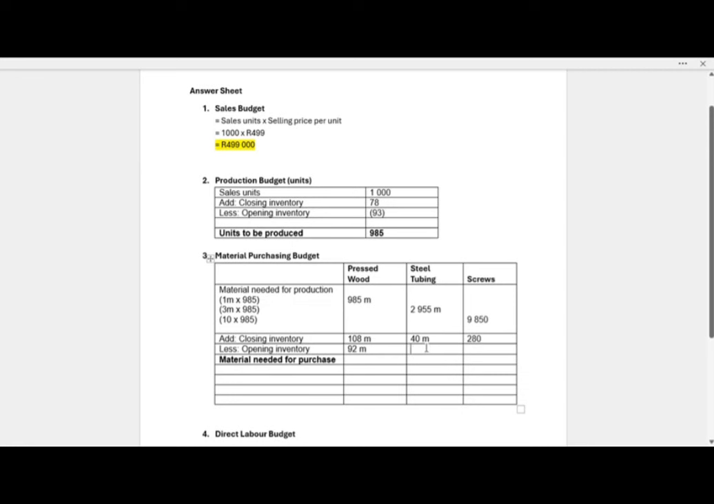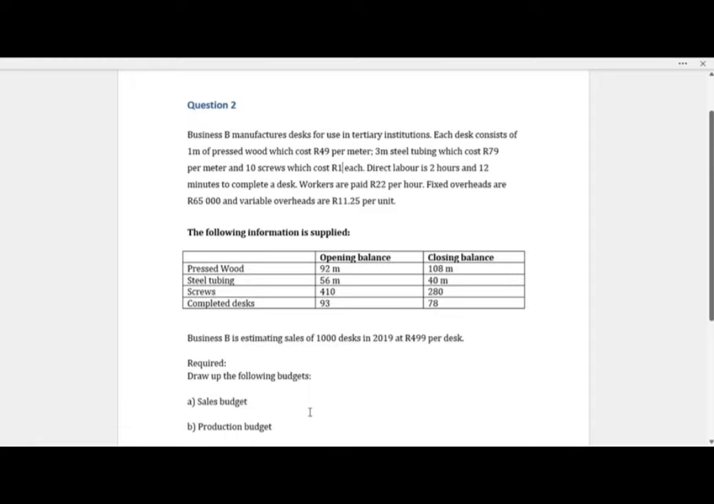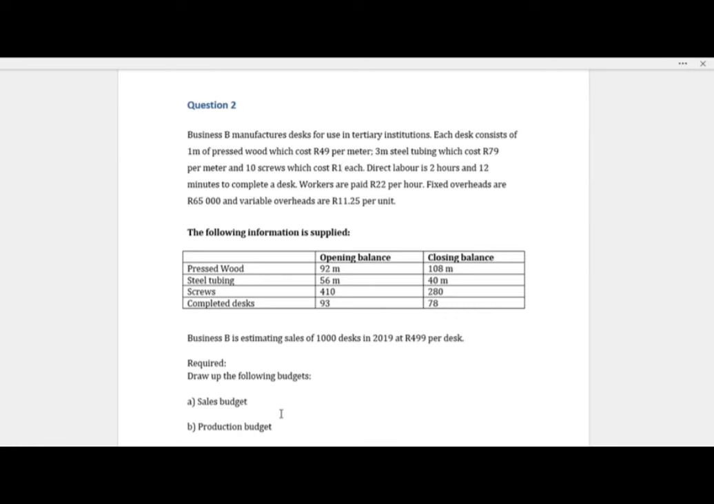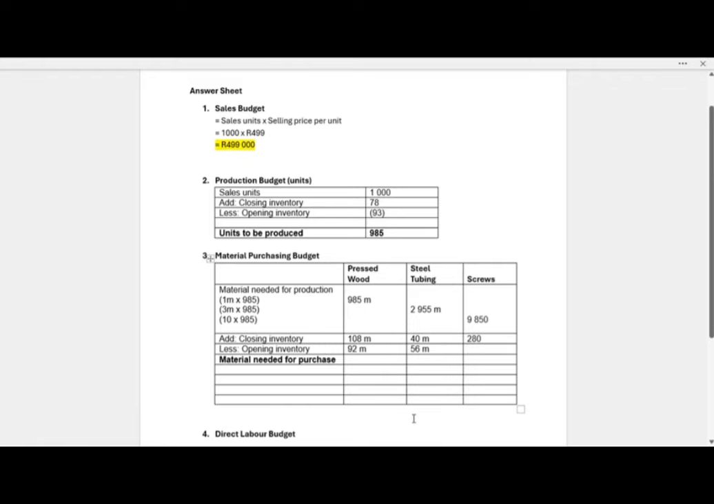And then for steel tubing, opening balance for steel tubing is 56. All right, opening for steel tubing is 56 meters. All right, and then how many screws are for opening? 410 screws are for opening. All right, 410 opening.